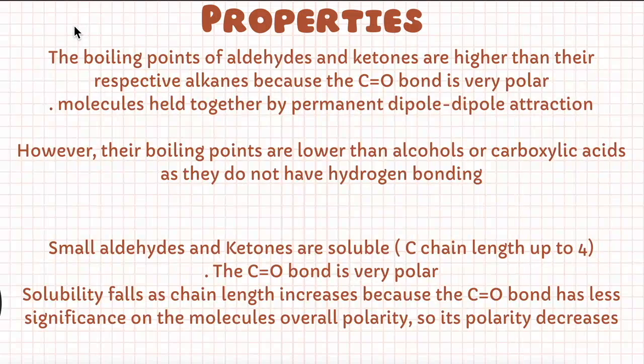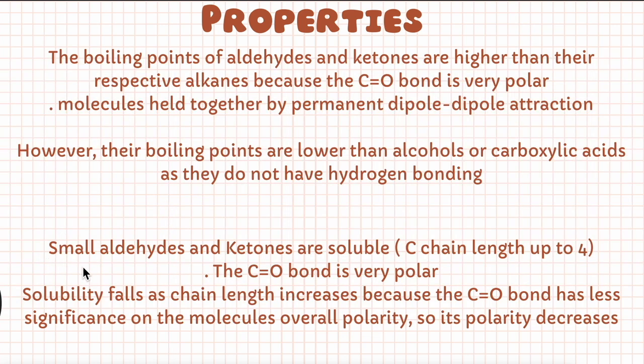So for the properties of aldehydes and ketones, their boiling points are higher than the respective alkane of the same length, because the C double bond O is very polar, because this O atom is very electronegative. It's going to pull all the electrons to itself, and this makes the bond polar. And so because the molecules are polar, they are held together by permanent dipole-dipole attraction. So they're going to have higher boiling points than alkanes, which just have temporary dipole-dipole attraction. But their boiling points are lower than alcohols and acids because they don't have the hydrogen bonding from the OH group.